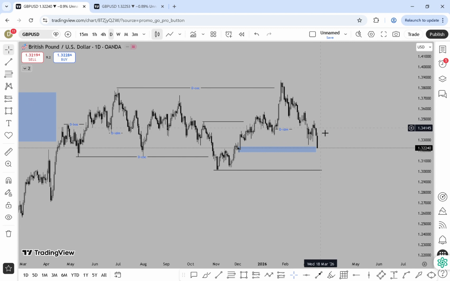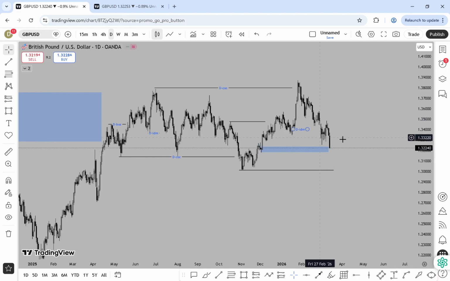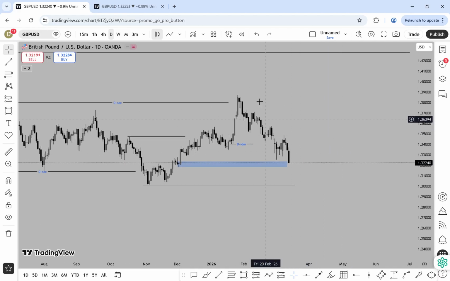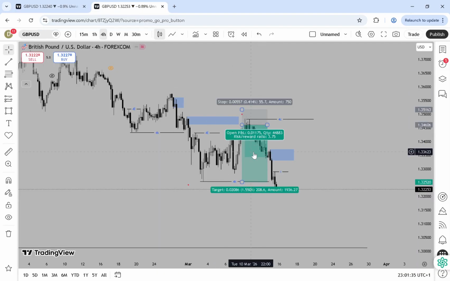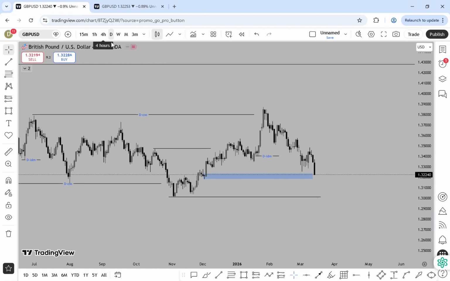So I actually had a trade here. I was able to catch a trade here, and I will explain why I was able to catch it and how this is the trade. You can see this is the trade I was able to catch, so I will explain to you. All I do is scale to 4 hours.